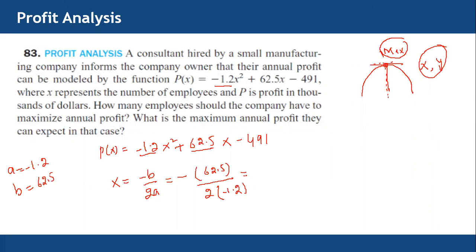Okay, let me solve this one. We have minus 62.5 divided by minus 2.4, since 1.2 multiplied by 2 equals 2.4. Both are minus, so minus cancels with minus, and 62.5 divided by 2.4 equals 26.04. This is the x value at the maximum point.